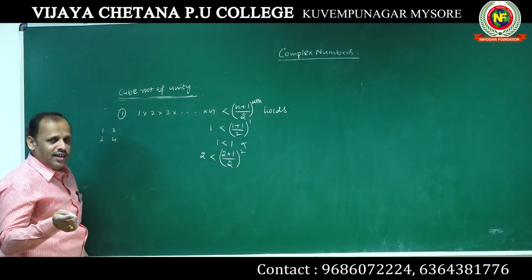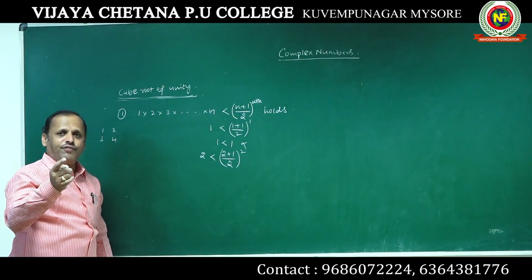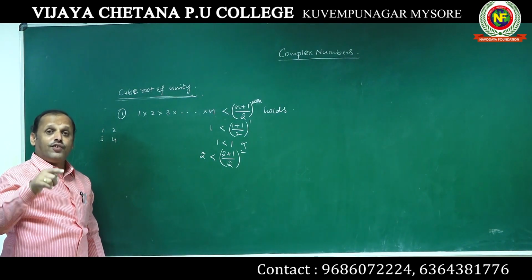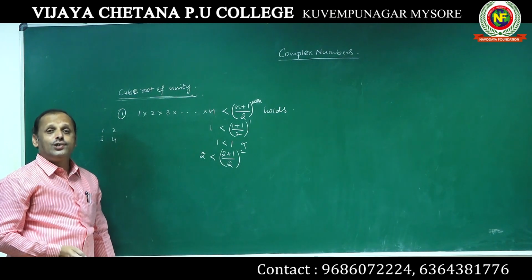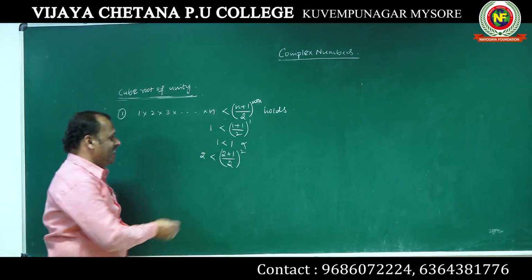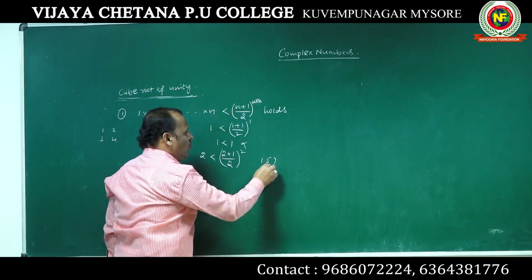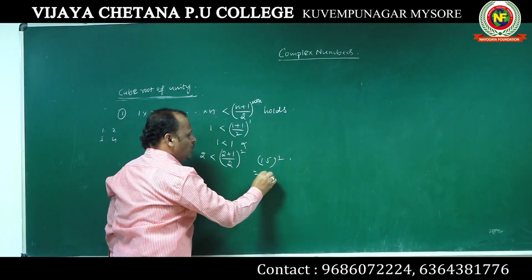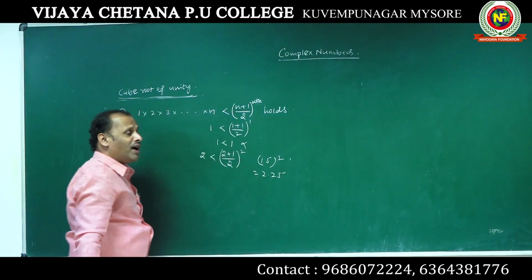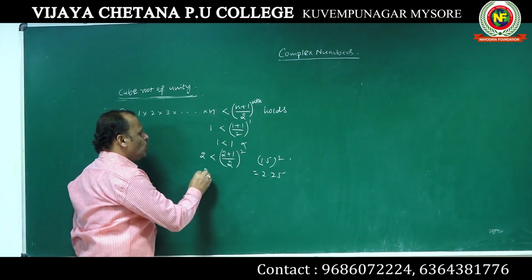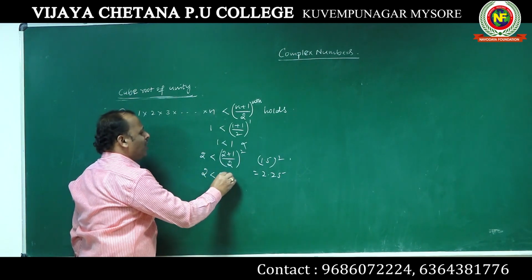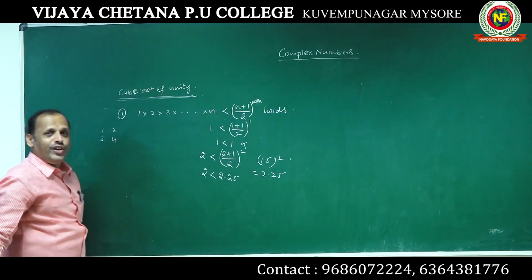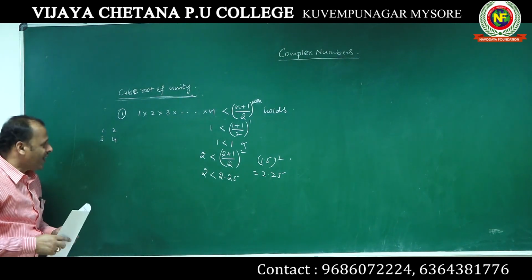1.5 whole square. 1.5 squared is 2.25. Of course, 2 is less than 2.25.